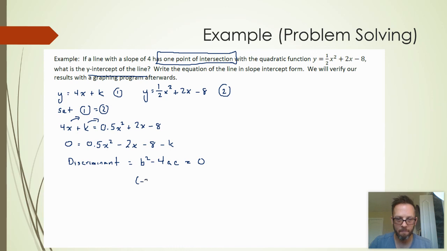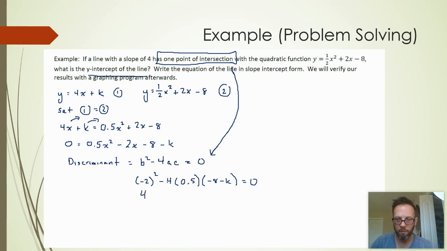So check this out, guys. b is negative 2, so negative 2 squared, minus 4, a is 0.5, and our value for c is minus 8 minus k. We don't know what k is. But because we knew there was one point of intersection, we knew the discriminant is going to be 0, and that allowed us to set up an equation to ask what value of k makes the discriminant 0 so that this line and parabola meet exactly once. And we can solve this for k. We'll do it in a few steps.